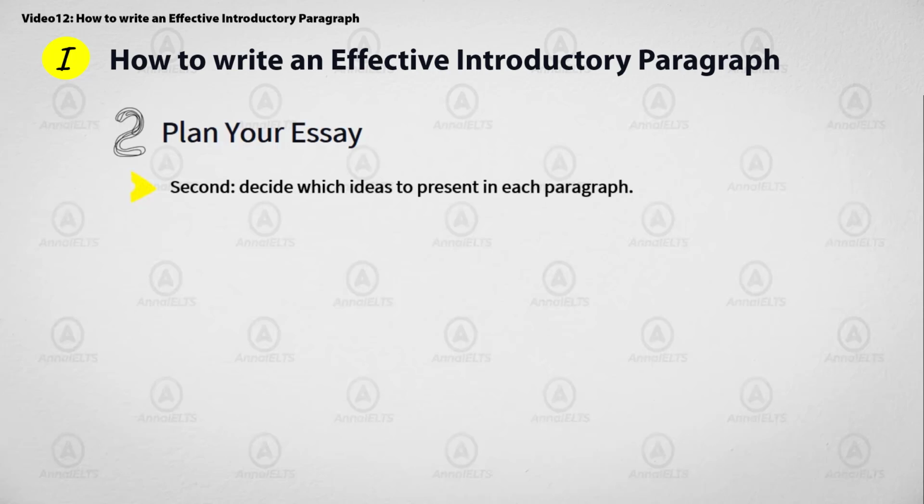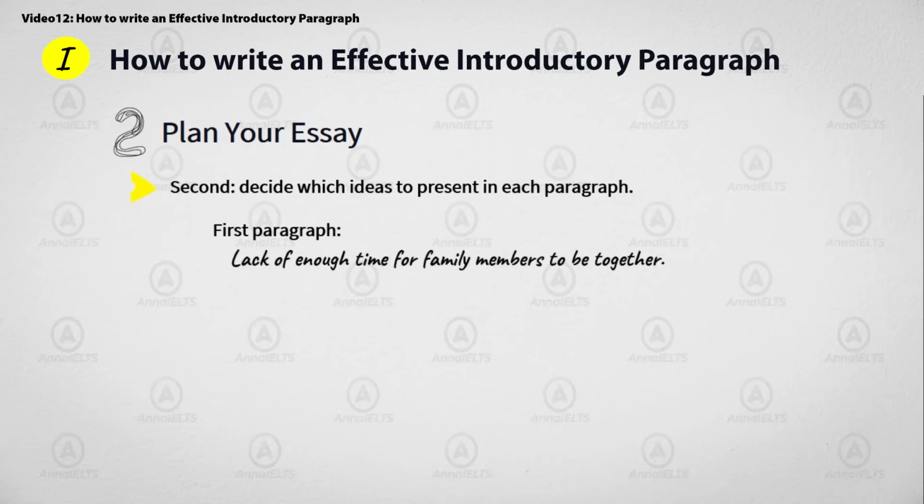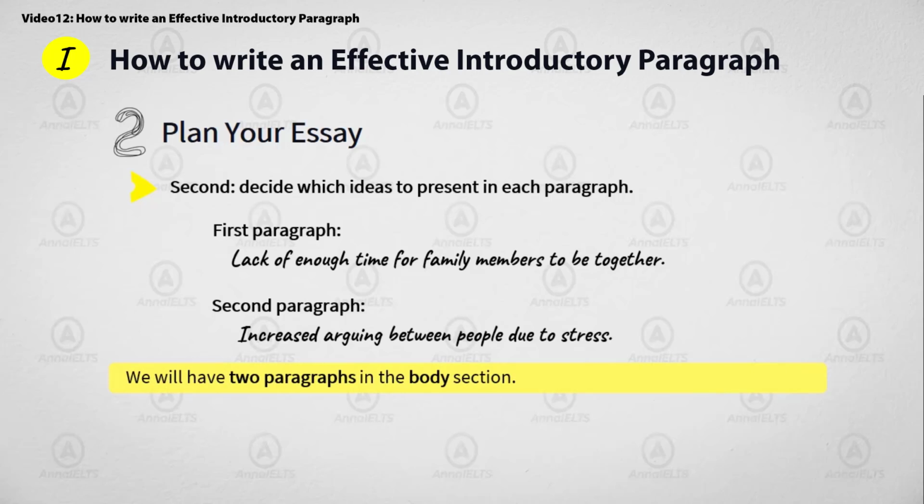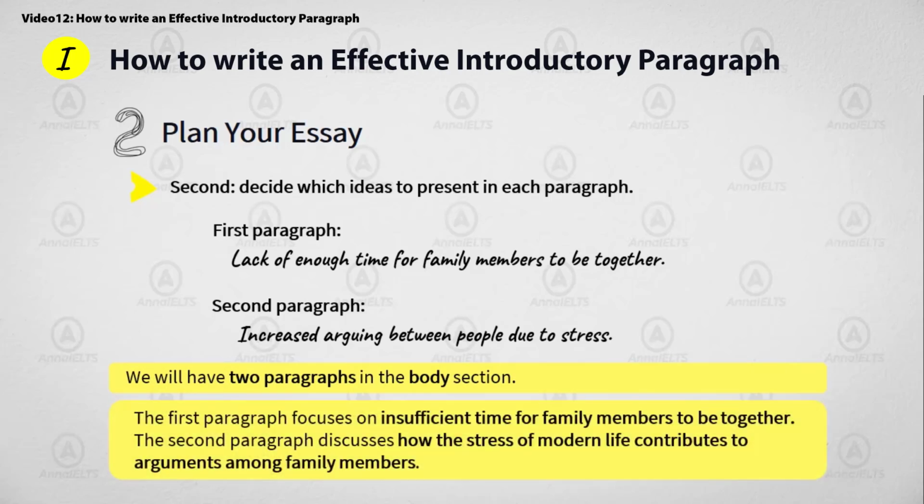Second, decide which ideas to present in each paragraph. Let's see what we're going to put in the first paragraph. Lack of enough time for family members to be together. Now let's see the second paragraph. Increased arguing between people due to stress. So as you can see, we'll have two paragraphs in a body section. The first paragraph focuses on insufficient time for family members to be together. The second paragraph discusses how the stress of modern life contributes to arguments among family members.